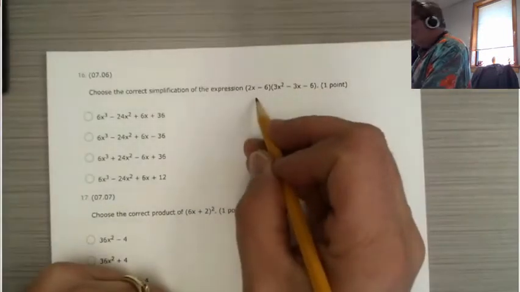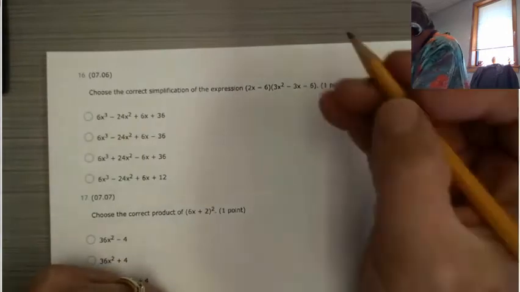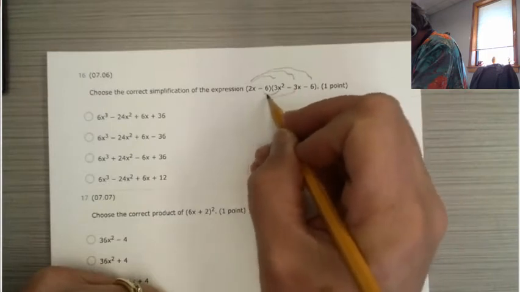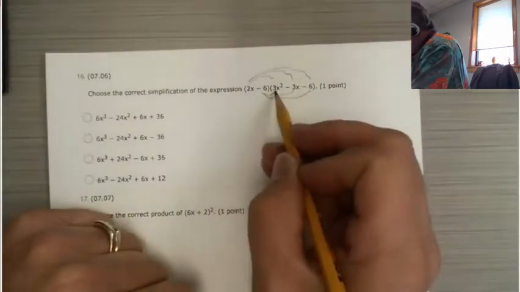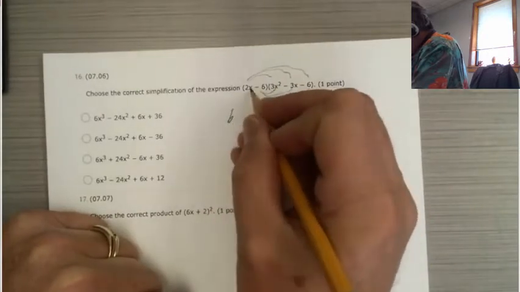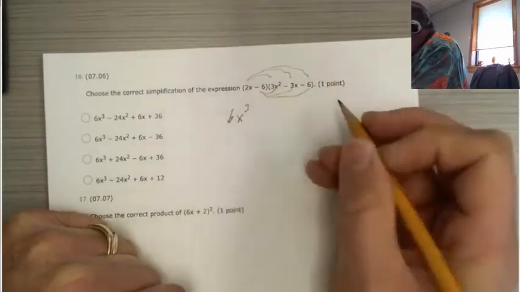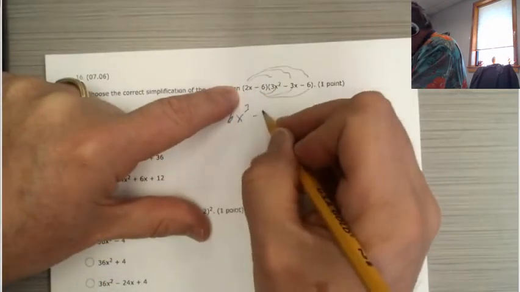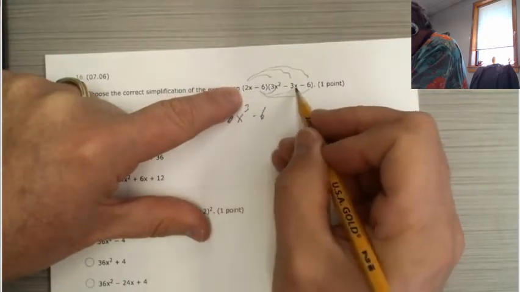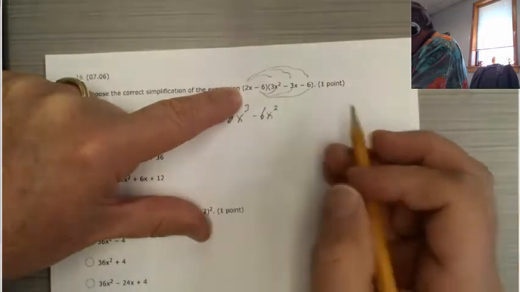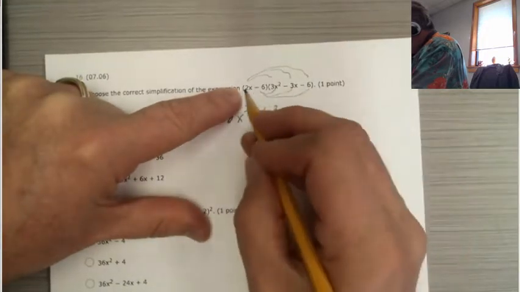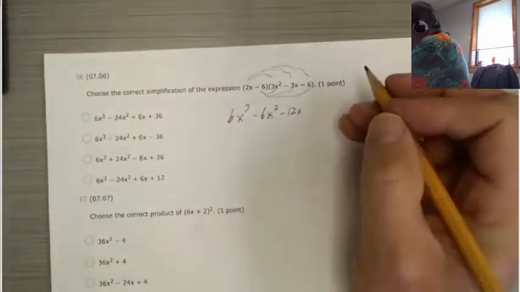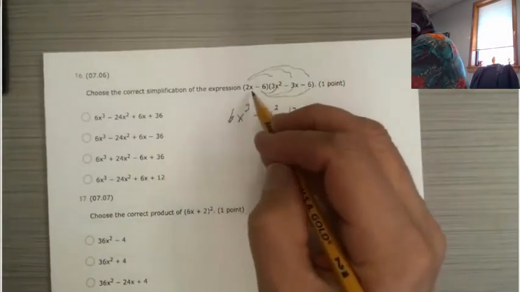Now we have a binomial multiplied by a trinomial. Okay, that means we're going to distribute this 3 times. And then the negative 6 is going to be distributed 3 times. So 2x times 3x squared. 2 times 3 is 6. X times x squared is x to the third. 2x times negative 3x. 2 times negative 3. Put the constants, and then the x times the x squared. Now we got 2x times negative 6. 2 times negative 6 is negative 12. And x times 1, negative 12x. So that's the 2x distributed times each of those.